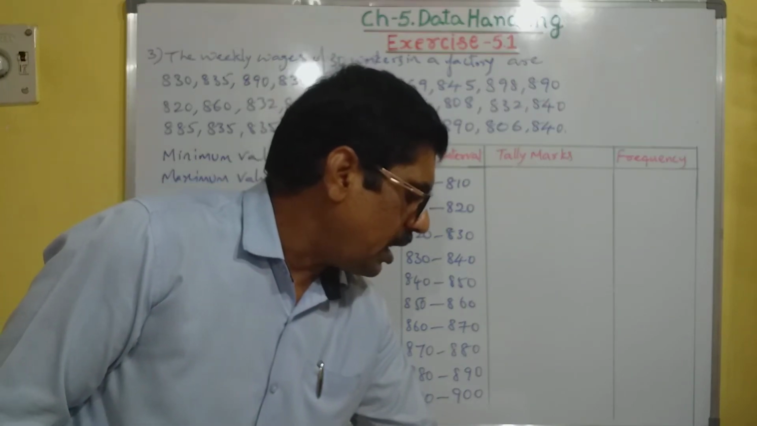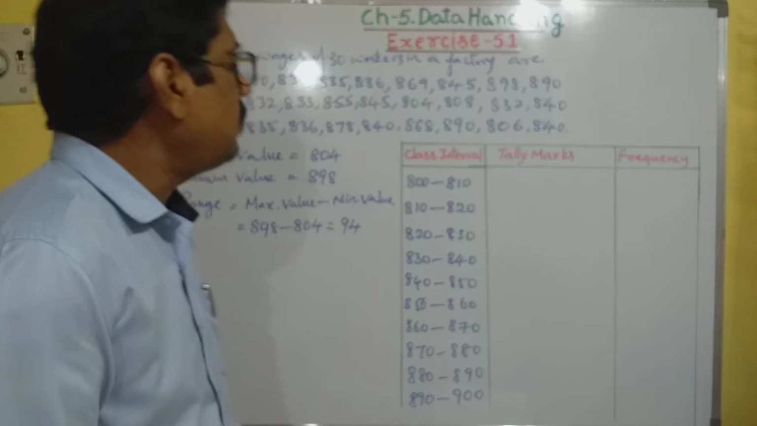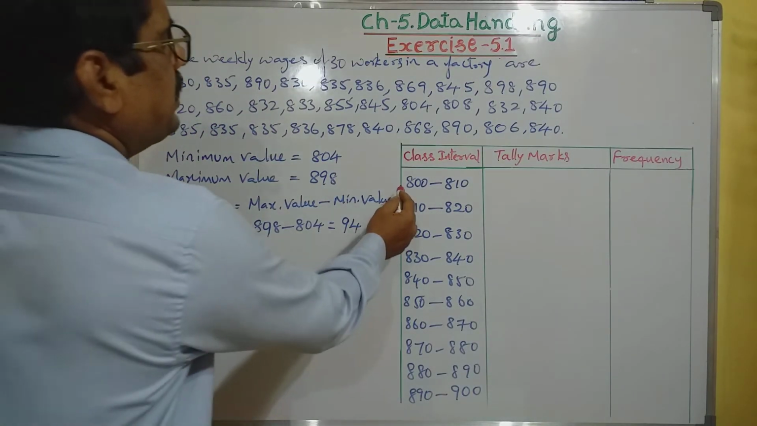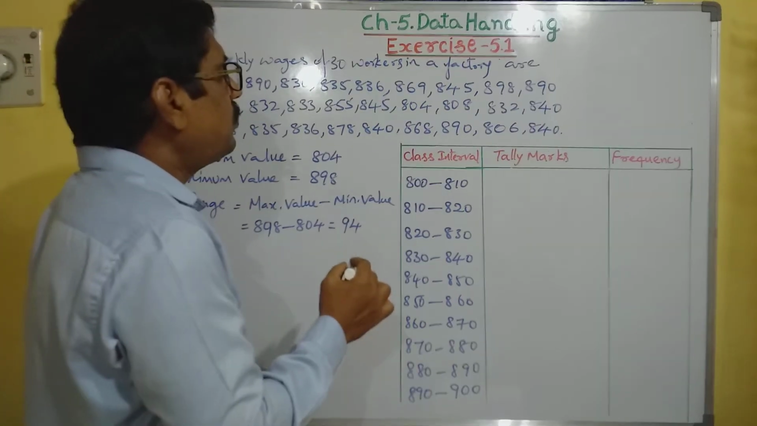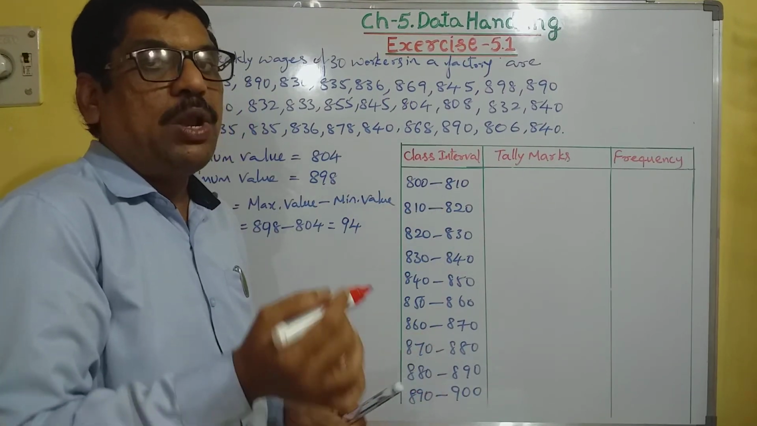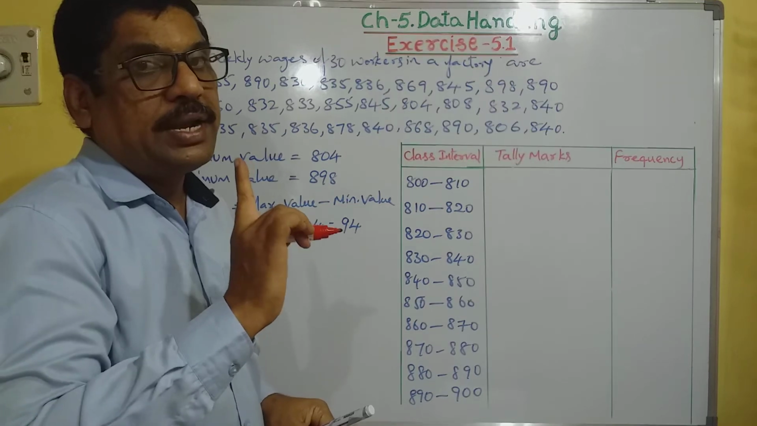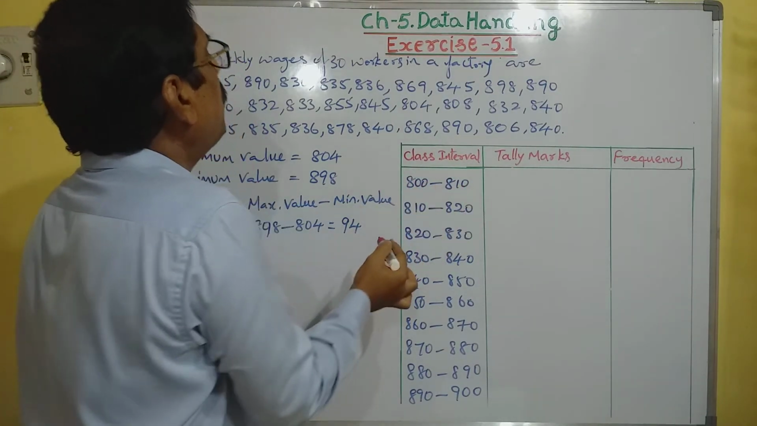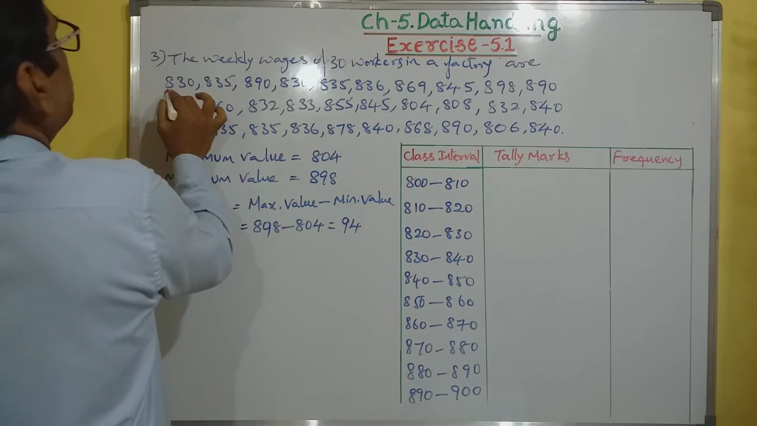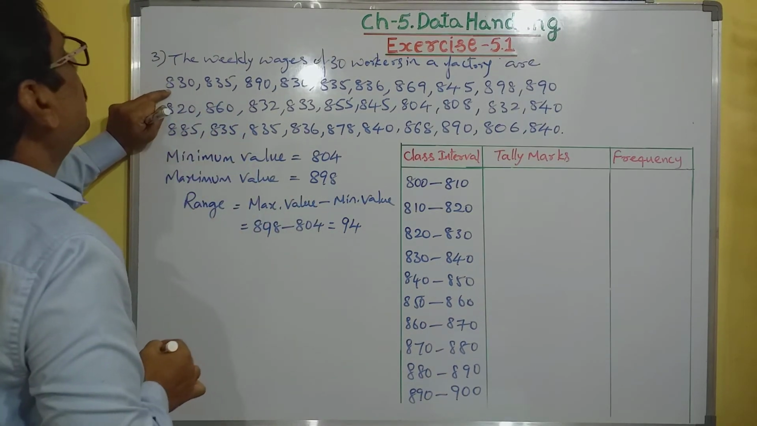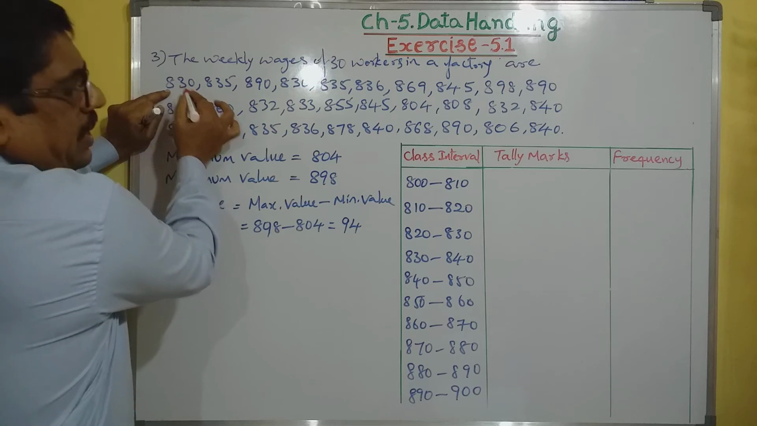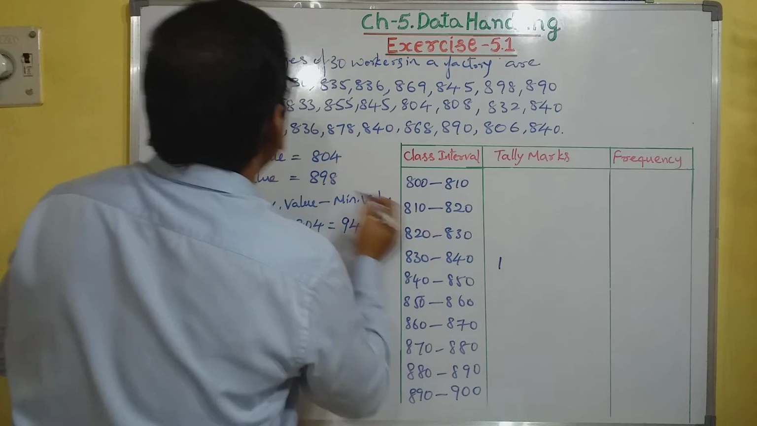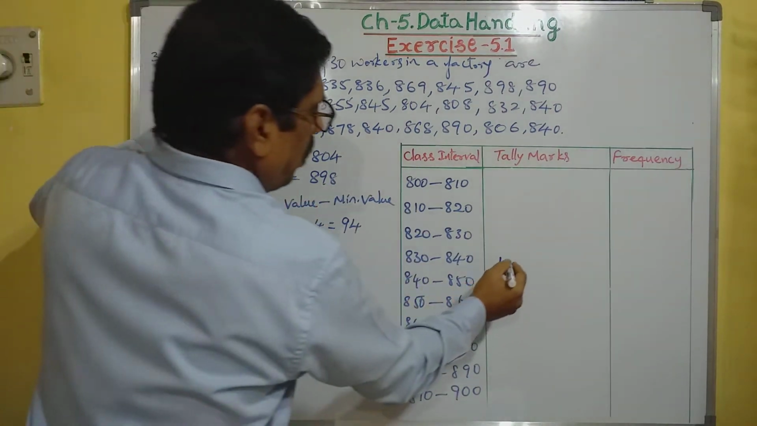How to find the tally marks? I will tell you, just look at this. I will write the tally marks. Here 800 to 810 means we need to find the numbers below 810, not 810. 810 will go to the second class. So below 810 is where you will get it. First 830, where does it have to be? 830 should be in this section. Okay, 835 also in this.